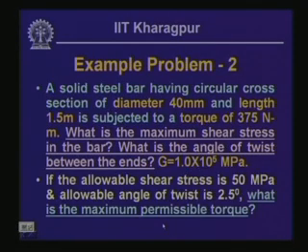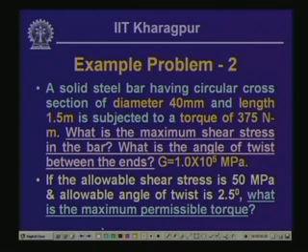Well, now let us look into the second problem, which is based on the discussions we had today. It states that a solid steel bar having a circular cross section of diameter 40 millimeter and length 1.5 meter is subjected to a torque of 375 Newton meter. What is the maximum shear stress in the bar? What is the angle of twist between the ends? The value of G is given as 1 into 10 to the power 5 MPa. This is the first part, part 1.